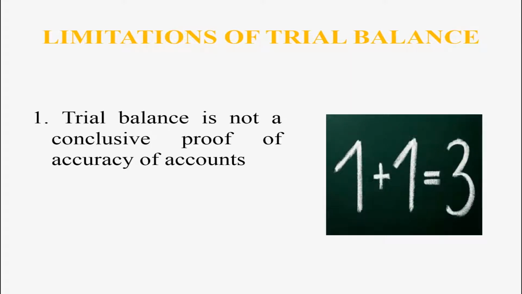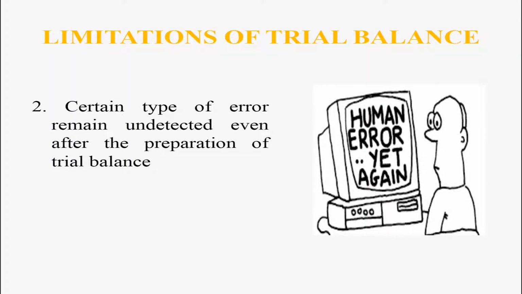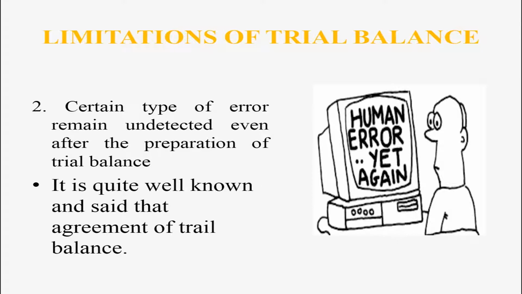Now, let's move on to limitations of trial balance. Trial balance is not a conclusive proof of accuracy of accounts. Certain type of errors remain undetected even after the preparation of trial balance. Errors like errors of principle, compensating errors, and errors of omission, etc. It is quite well known and said that agreement of trial balance is not the conclusive proof of accuracy of the books maintained. Now let's discuss the format of trial balance.